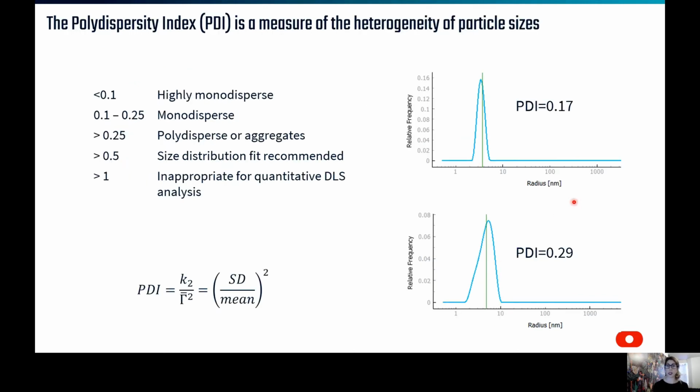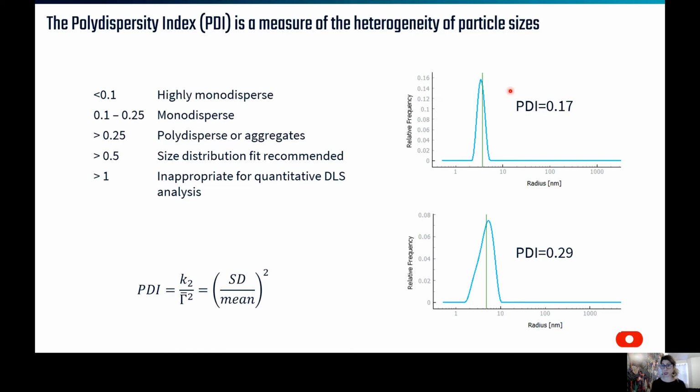As I alluded to earlier, the polydispersity index is a measure of the heterogeneity of the particle sizes and can be used as a metric for sample quality, indicating whether there are multiple species present in the sample volume. So the more polydisperse or the more particle species present, the higher that PDI value will be. And this is further seen in the size distribution plots, where the wider the peak, the more polydispersed the sample is. So the bottom plot, we have a relatively wide peak compared to the top plot, and it has a PDI of 0.29, indicating a polydispersed sample, where the top plot has a sharp, narrow peak with a PDI of 0.17, indicating a monodispersed sample.